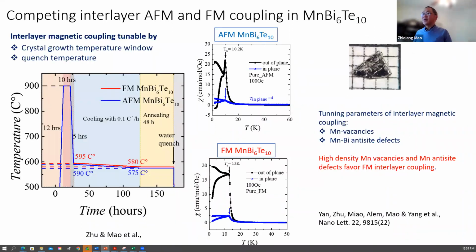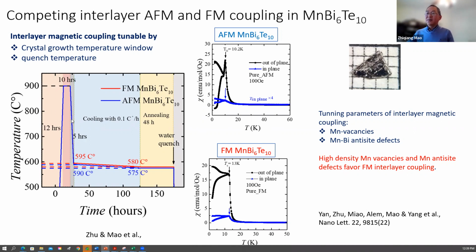So next I'm going to show you the tuning of magnetism in the 1610 phase. For this composition, we can make both AFM and FM phases. This is the AFM sample. You see the magnetic susceptibility shows a sharp peak corresponding to the antiferromagnetic transition. This sample has the same composition, but shows a ferromagnetic transition. This sample was prepared under slightly different conditions.